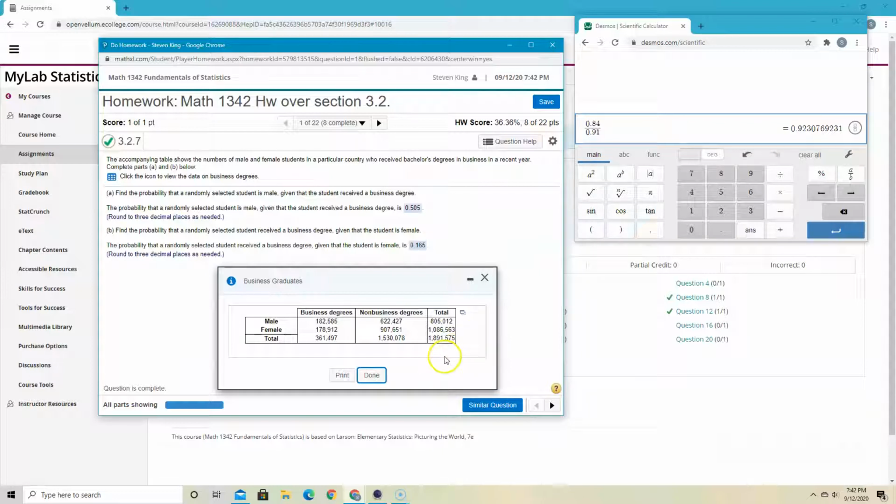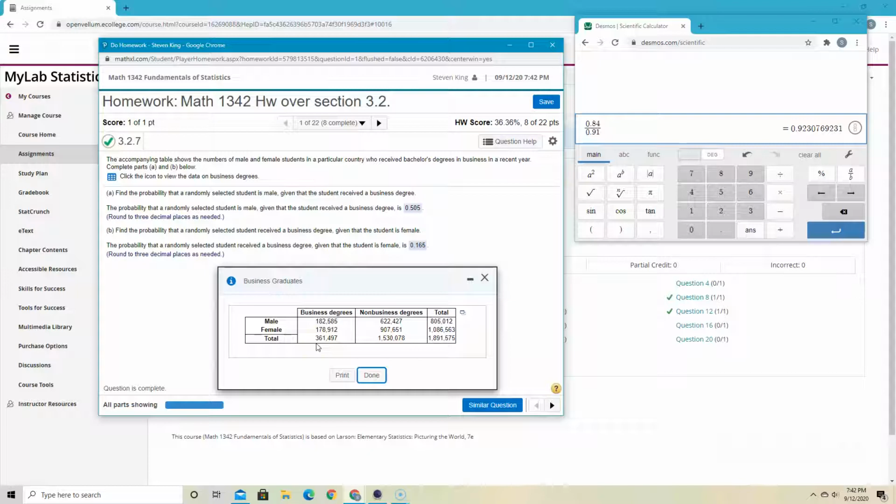So this is what we're going to learn here in this section: the probability they're asking us, is it out of the original population of interest, or is it out of a subset? So here they tell us, given, there's like a condition, a restriction, that the student received a business degree. Well, where are all the students who received a business degree? It's this group of males and this group of females, which add up to this many.